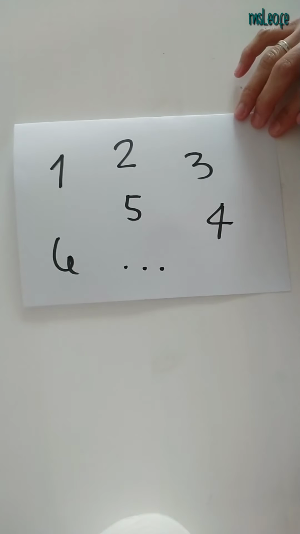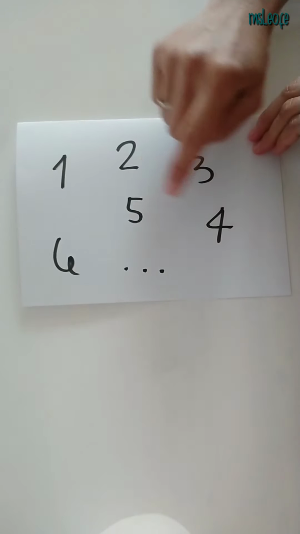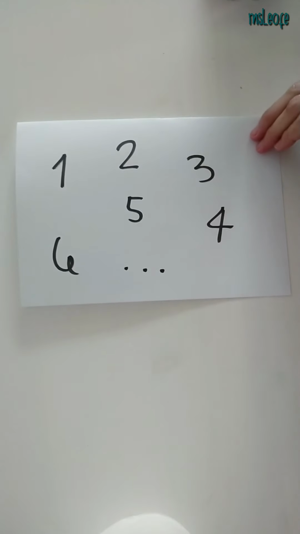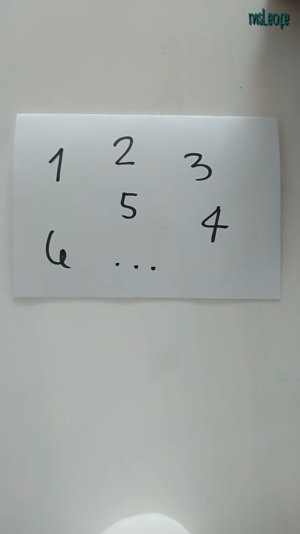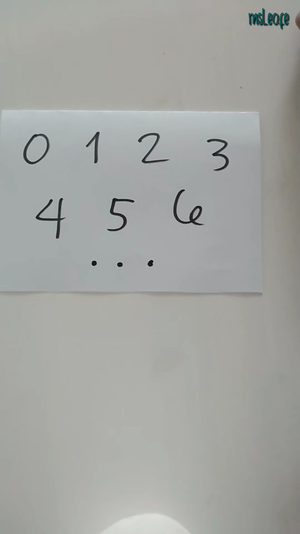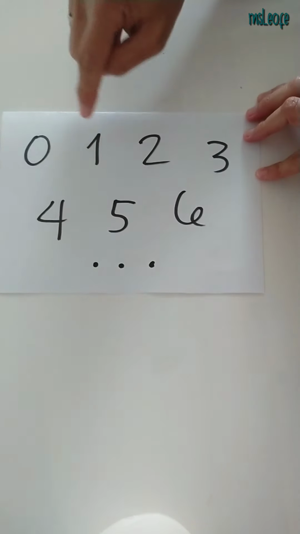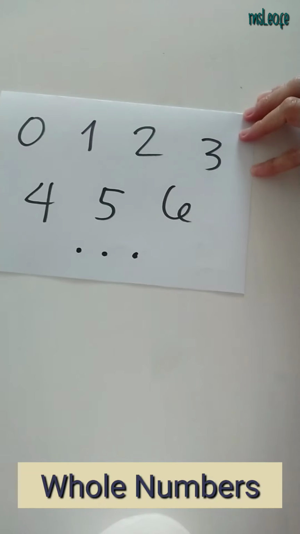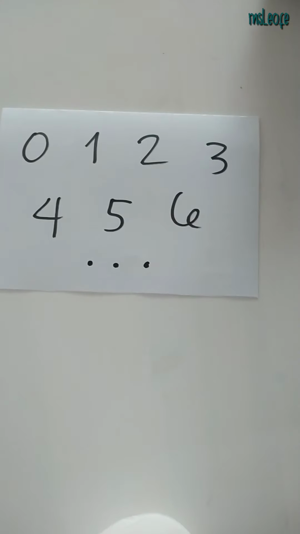When we learn how to count, we started with 1, 2, 3, 4, 5, 6, and so on. These numbers are actually called natural numbers. And then we were taught that there is 0. So we know 0, 1, 2, 3, 4, 5, 6, and so on. And these numbers are called whole numbers.